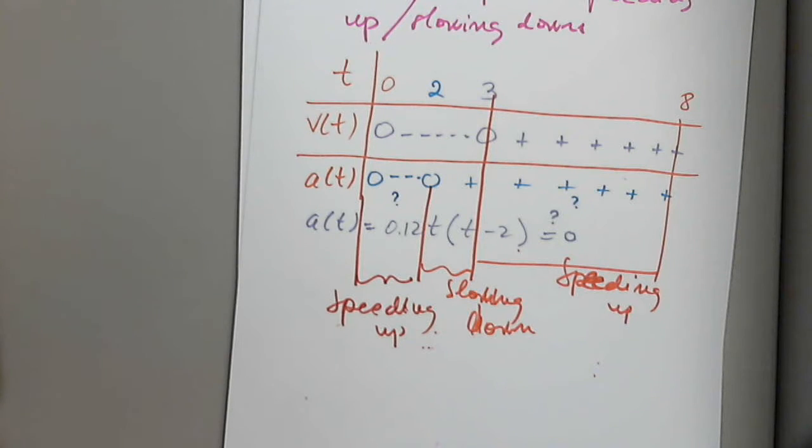Very good question. If the acceleration is 0 and the velocity is positive, I'm cruising, right? It's like I'm just keeping it on cruise control. The speed is constant. It's not increasing, it's not decreasing. There's no acceleration. If the velocity is 0, then the particle is at rest, for sure. It's a very good question. Thank you.